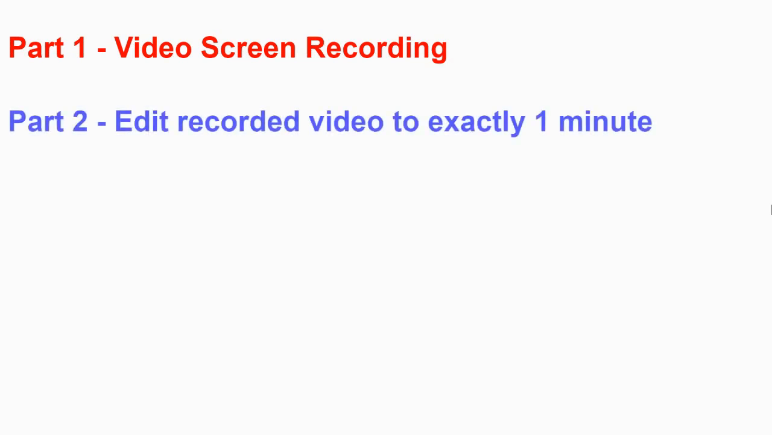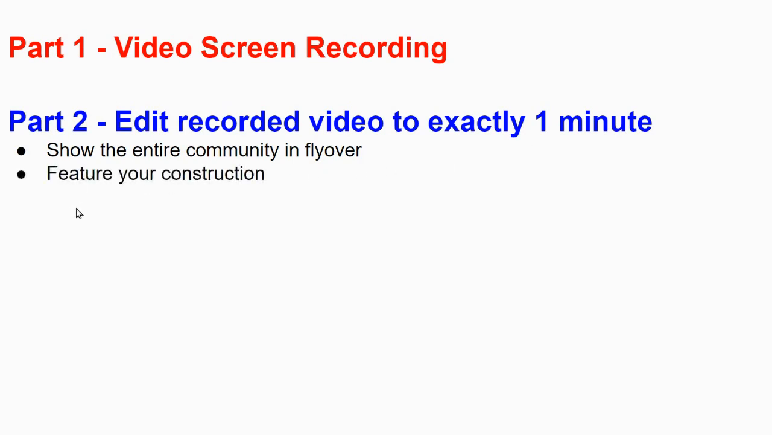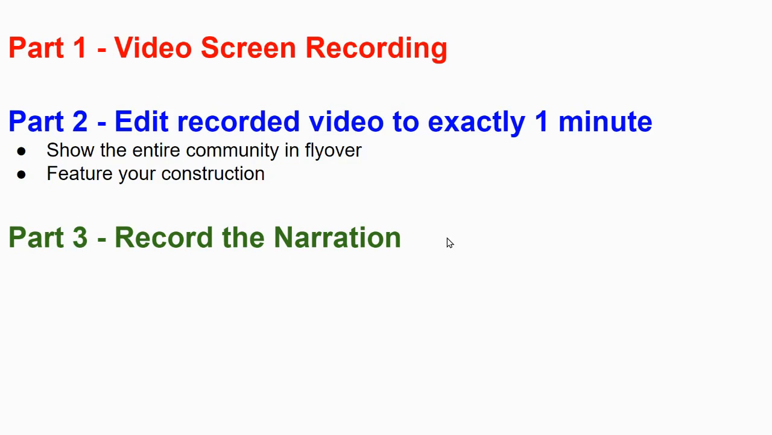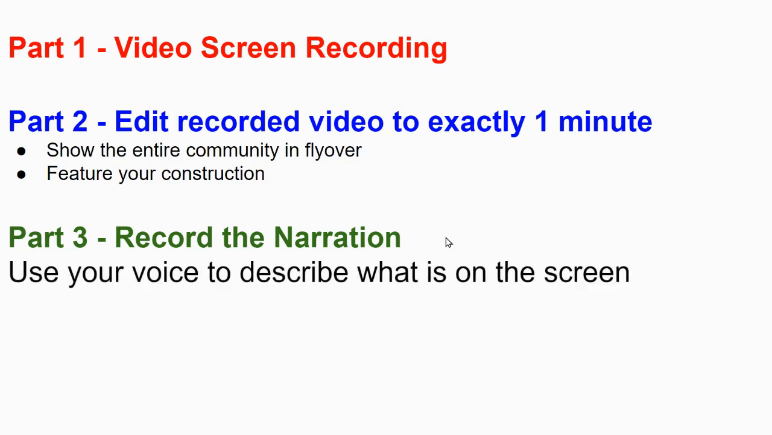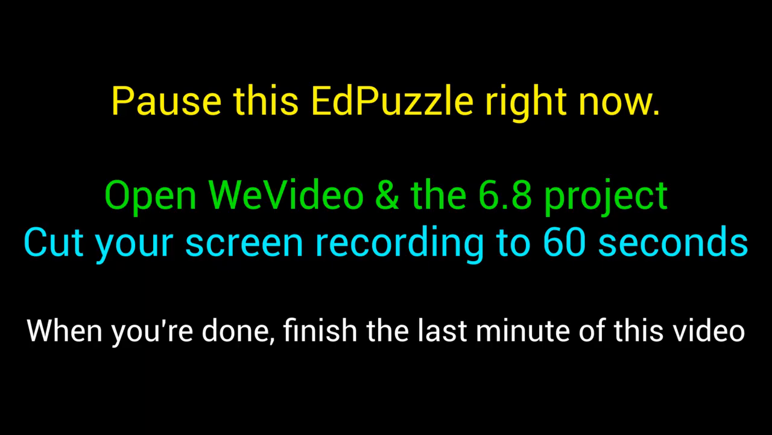And for this assignment, we started with a video screen recording of you doing a flyby and a zoom in for your virtual economy. Now that you've got this footage, you need to edit it. Exactly 1 minute worth of film. And once you show that community in the flyover, feature your constructions. I'll give you some time to edit your video down to exactly 1 minute. Shouldn't take very long. And then we'll do a recording session. You're going to use your voice to describe what you see on the screen, and then we'll finish with final finishing touches.